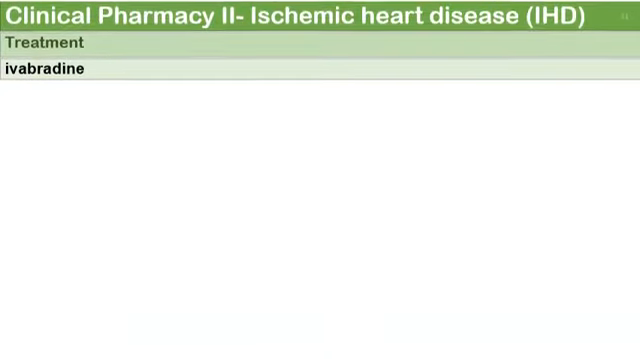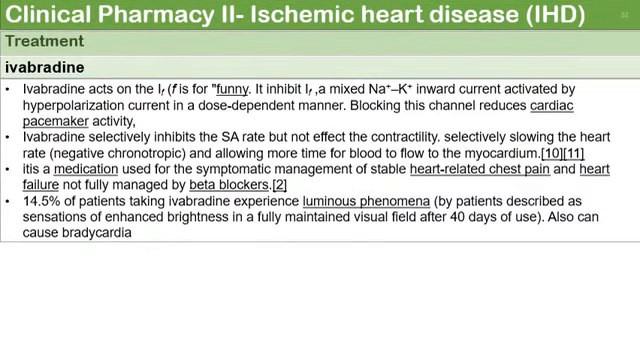Another agent is ivabradine. Ivabradine acts on the influx or funny channel, and inhibits the mixed sodium potassium inward current activated by hyperpolarization in a dose-dependent manner. Blocking this channel reduces cardiac pacemaker activity، يعني راح يشتغل selectively على cardiac pacemaker activity، فيقلل عنده negative chronotropic effect. اوكي، نيجاتيف فقط عنده نيجاتيف chronotropic، راح يأثر انه يقلل على الريت اوف heart rate، فيقلل oxygen requirement by the heart. اوكي، فهنا بس راح يقلل الهارت without affecting the contractility.